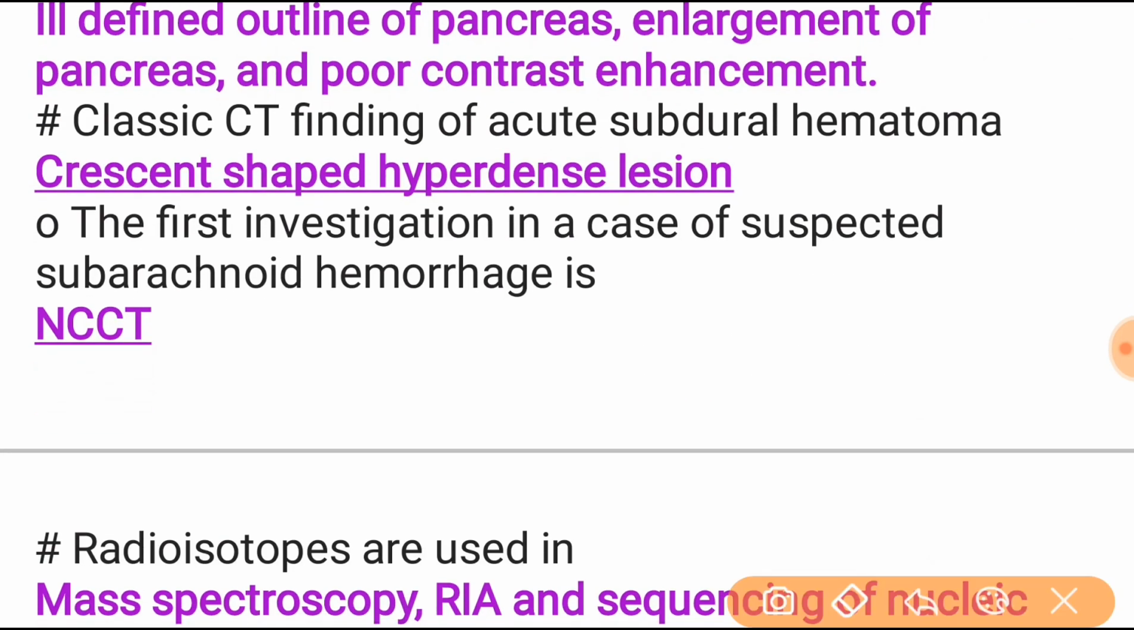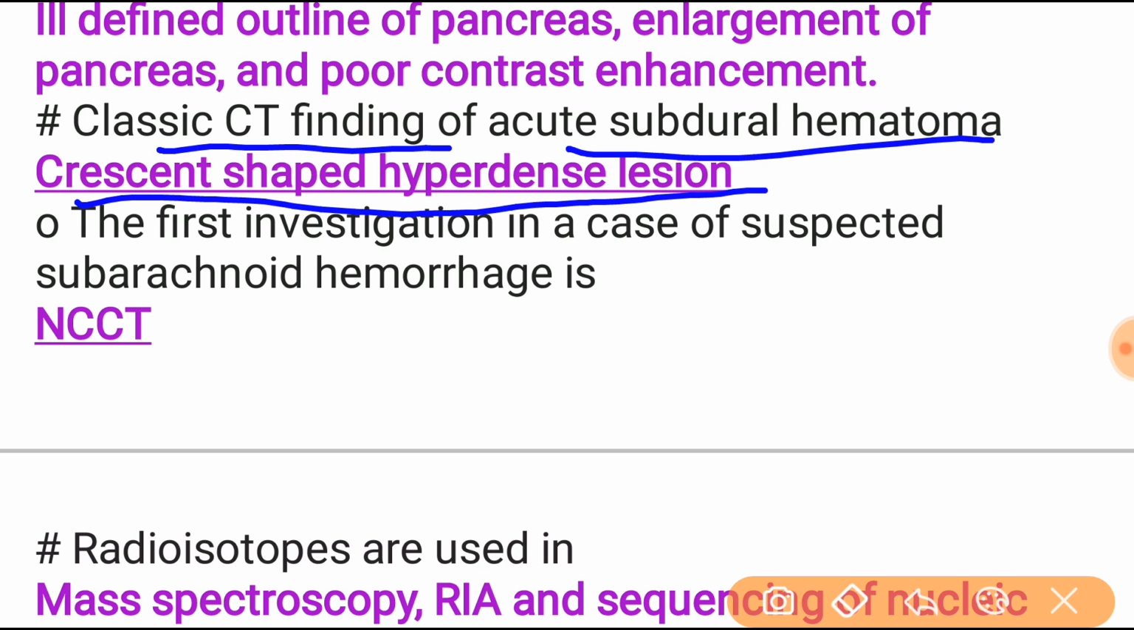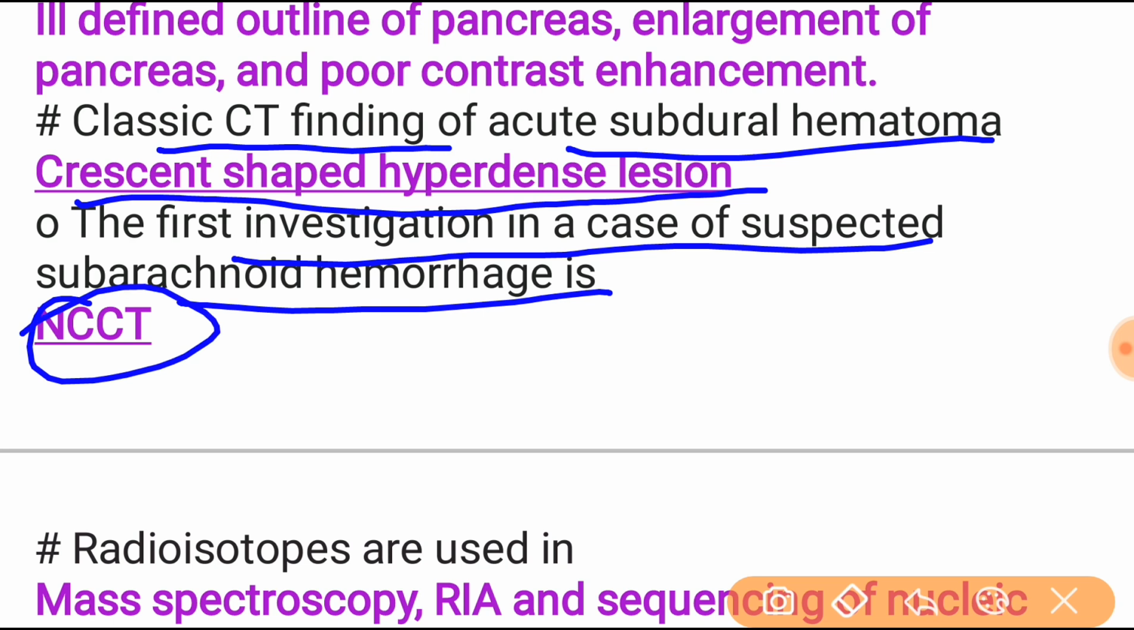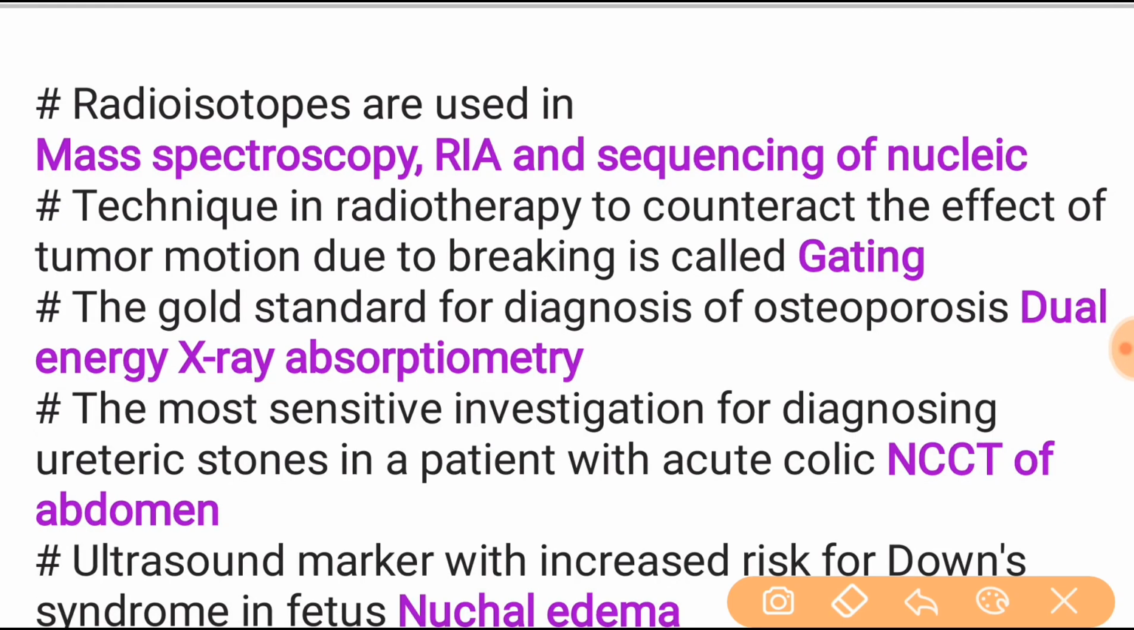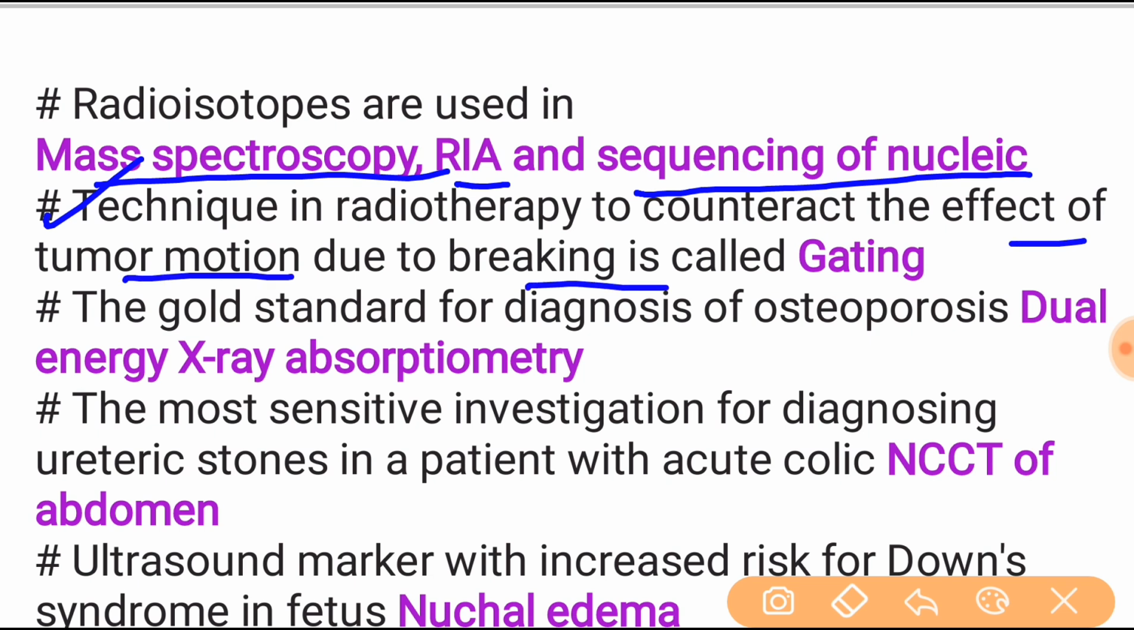Here the classical CT finding of acute subdural hematoma is a crescent-shaped hyperdense lesion. The first investigation in case of suspected subarachnoid hemorrhage is NCCT. Radioisotopes are used in radioimmunoassay (RIA) and sequencing of nucleic acid. The technique in radiotherapy to counteract the effect of tumor motion due to breathing is called gating.